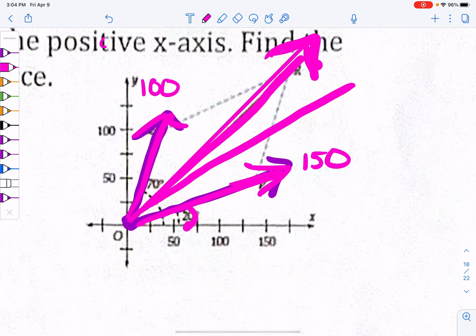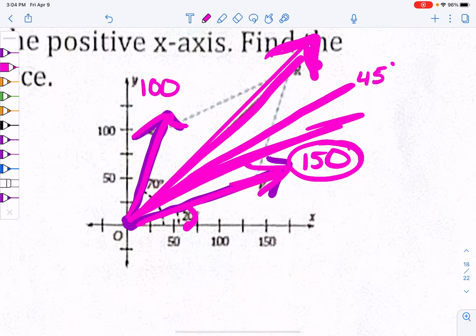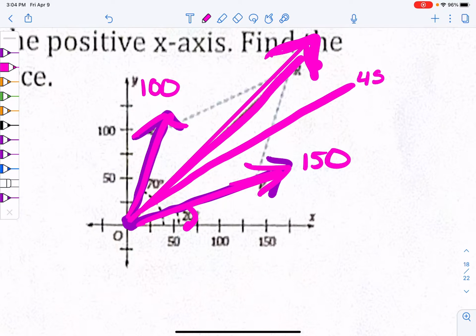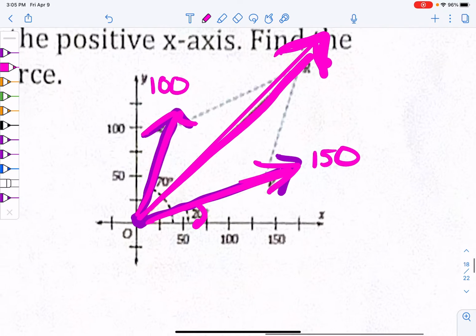If our angles are 20 and 70, exactly in between would be 45 degrees. But it's going to be a little bit less than 45 degrees because the 150 is pulling harder, so it's going to be closer to the 20-degree angle than to the 70-degree angle. If I just utterly confused you, it'll be okay.